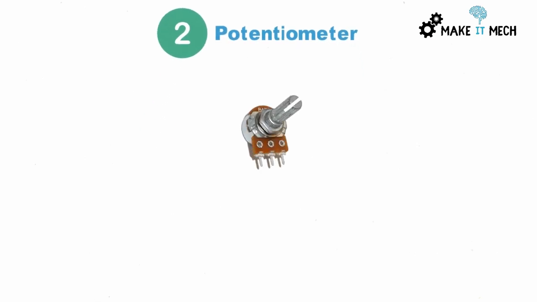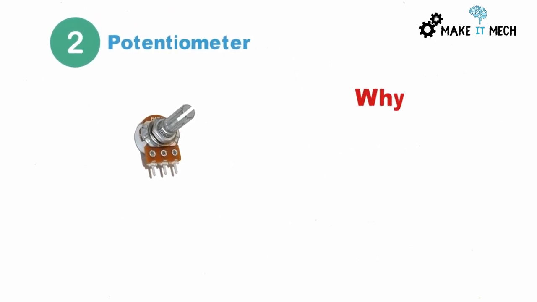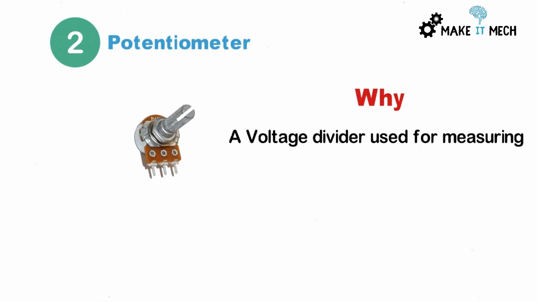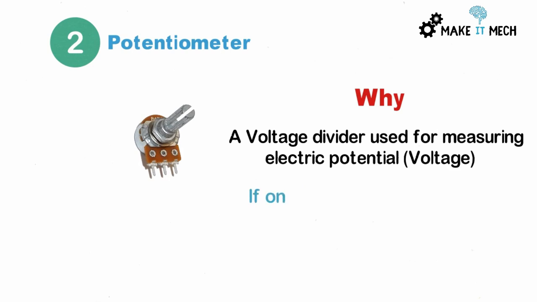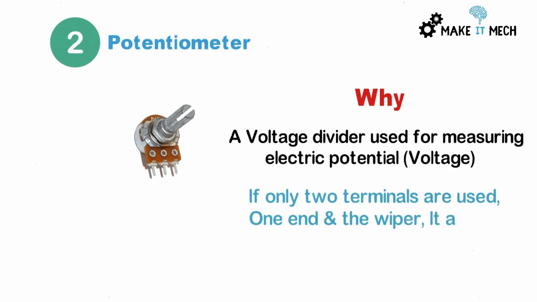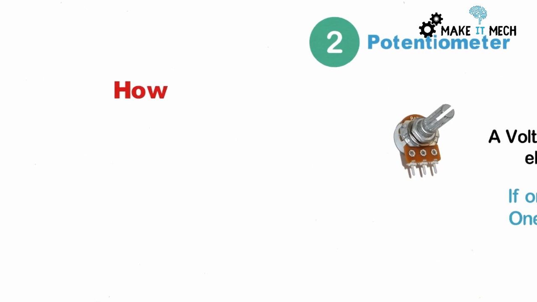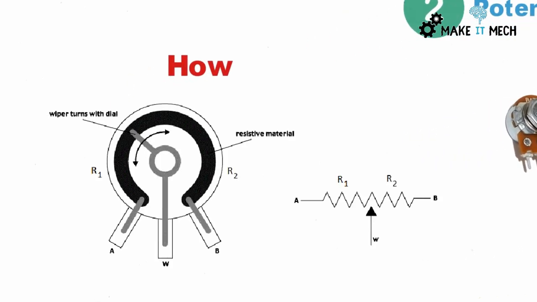The second component is the potentiometer. A voltage divider used for measuring electrical difference. If we use only two terminals of the potentiometer, one end and the wiper, it acts as a variable resistor. Here we have the internal structure. The base is the resistive material and the moving component is called the wiper. In the center, the wiper is used to measure the difference between both ends, R1 and R2.